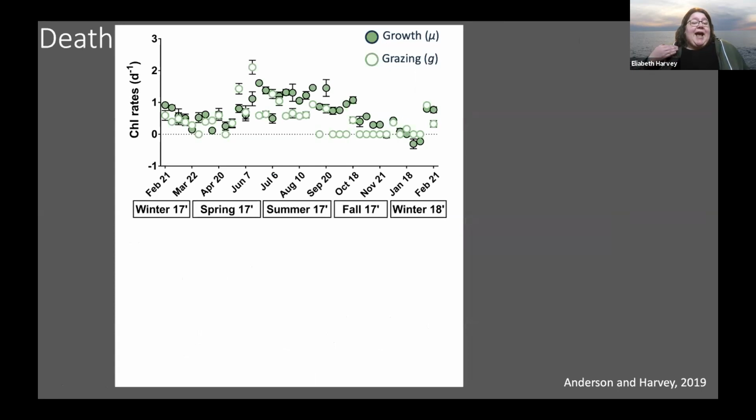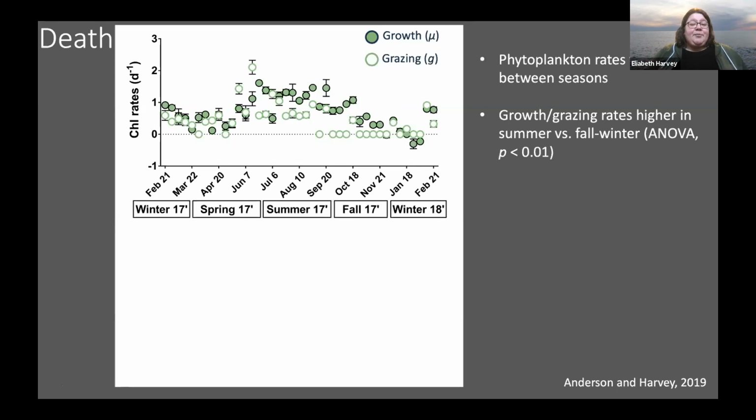We can also look at depth. So these are grazing rates that we can calculate using the dilution experiment, which is a classic way of capturing microzooplankton grazing rates. I don't have time to explain how it works, but I'm happy to talk probably ad nauseum about it with you if you would like. And what I want to point out here is that we had variable grazing rates and growth rates between the seasons, right? So we have time and then the rates here on the y-axis.